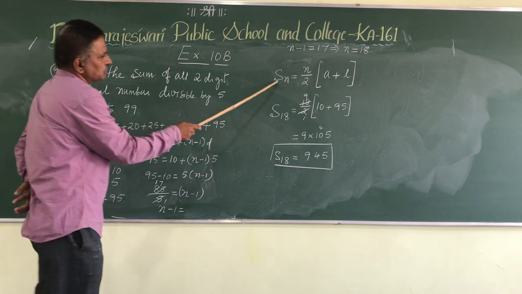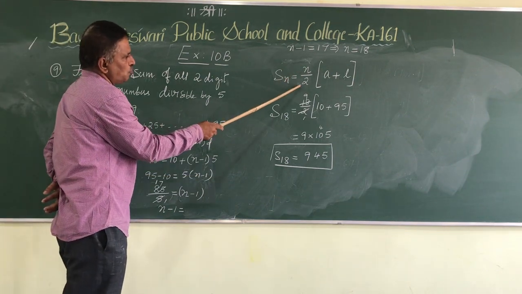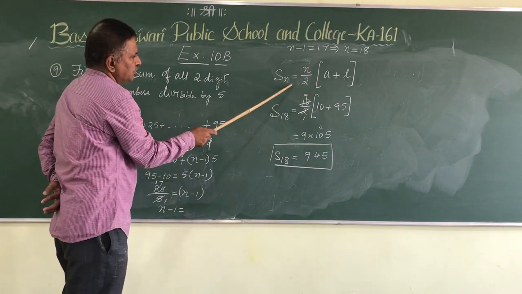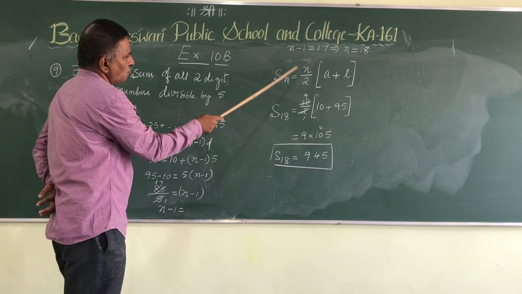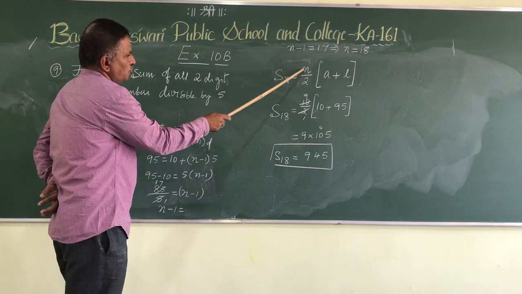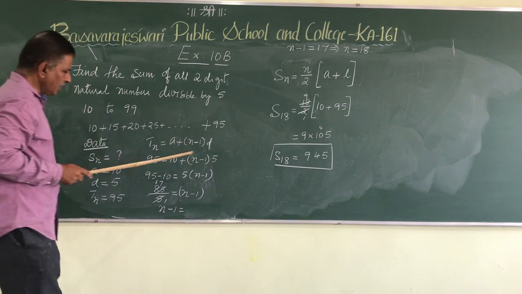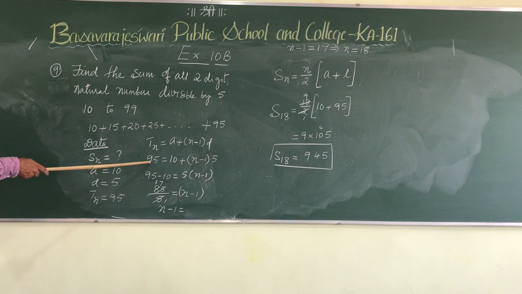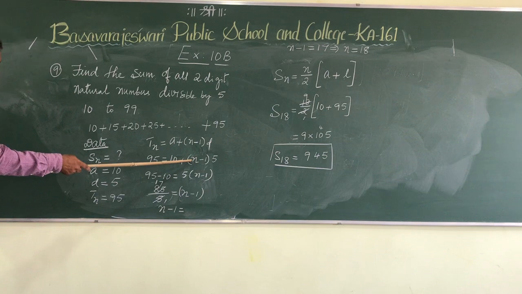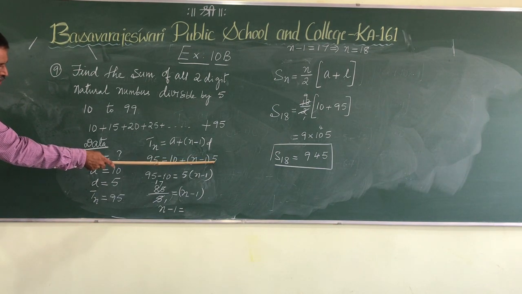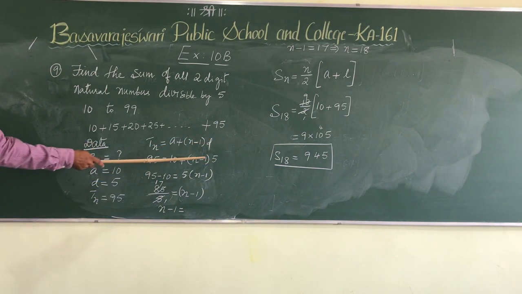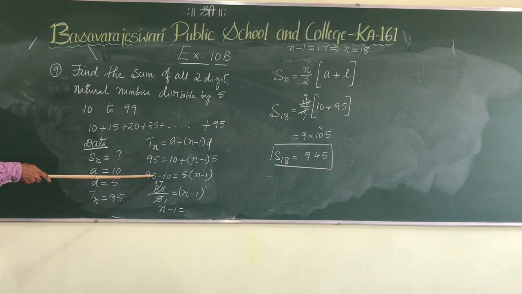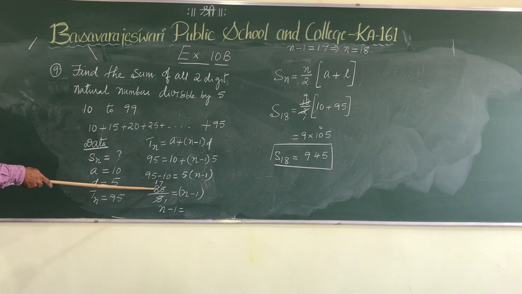So to find Sn, we use this formula: Sn is equal to n by 2 of (A plus L). But in this formula, the Sn value is unknown, and the n value is unknown. So we have to find out n. To find n, we use Tn is equal to a plus (n minus 1) into d. Tn is nothing but the last term, which is 95. A is the first term, that is 10. The n value is not known, and the common difference d is 5. If I bring 10 this side, it will become 95 minus 10, which is 85.